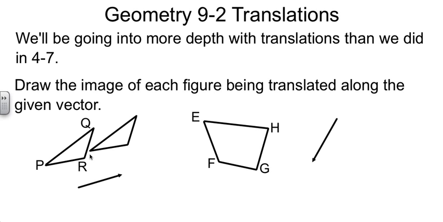Now, you'll remember from last time when we talked about point P, the new location would be P prime. This is P prime right here. This would be Q prime. This would be R prime. Just reminding you of the notation in case anyone ever throws it at you.